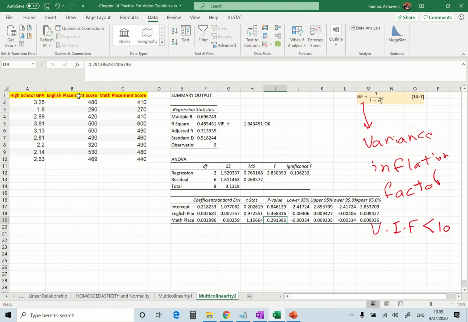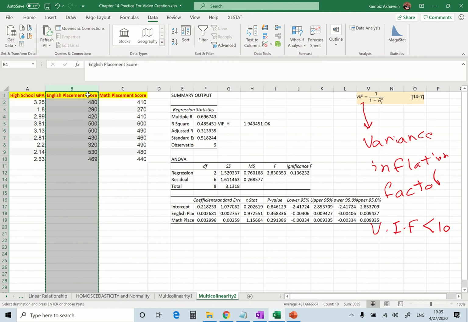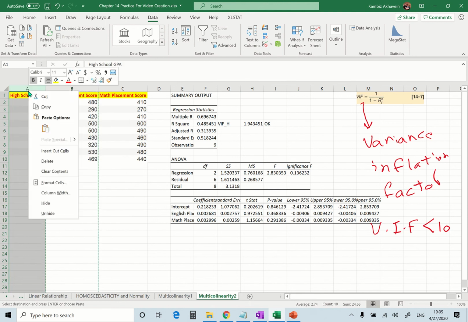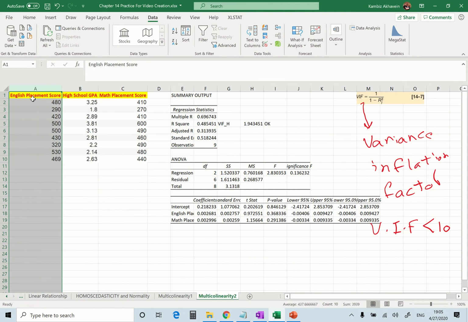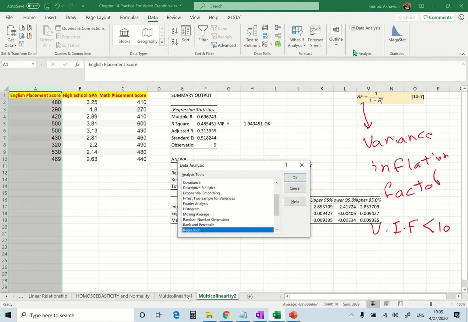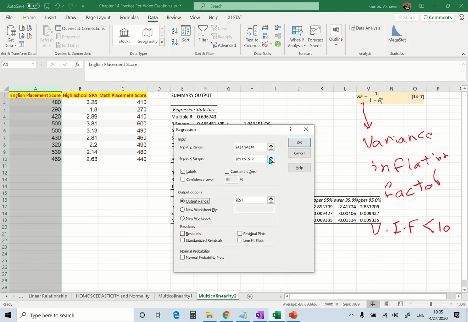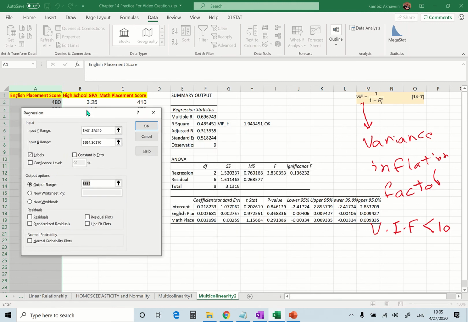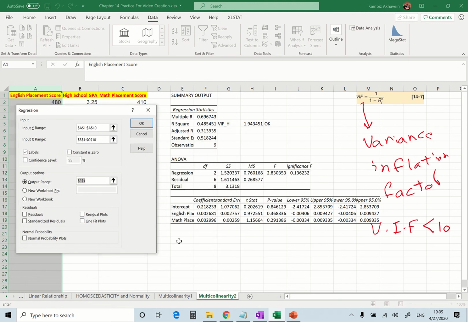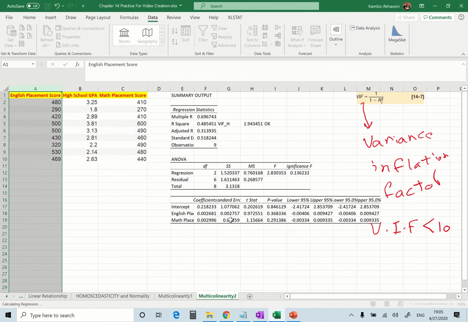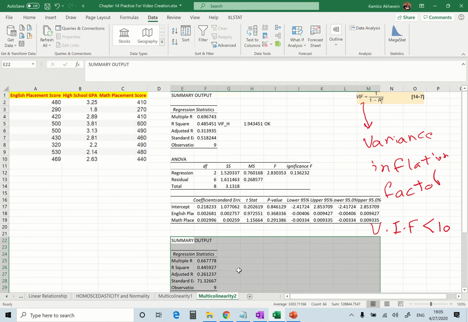Okay, so now I want to get the VIF for English placement scores. So I cut that, put it here, insert cut cells. So automatically that came in first. So now I go to Data, Data Analysis, Regression, everything is okay. Now this is my English score as the dependent variable, everything else as independent variables. I just don't want to put it in E1 because it's going to overwrite that. I put it somewhere here, E22. Okay, so this is my R squared.